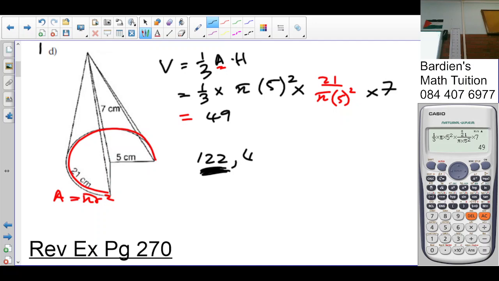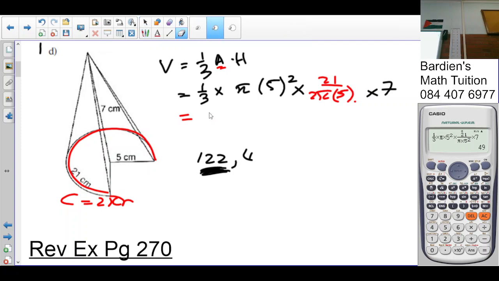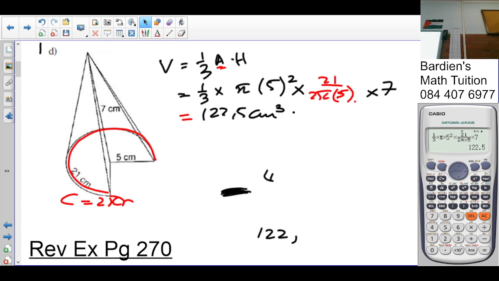Yes? So why is your pi squared over pi squared? Why is it pi squared? Because I have the area. Oh, that's my mistake. Sorry, man. Thank you. I'm working on area. Supposed to have gone with the circumference. Sorry. So it's going to be 2 pi, radius is 5. And I should get 122.5. Thank you, no? 122.5 centimeters cubed.